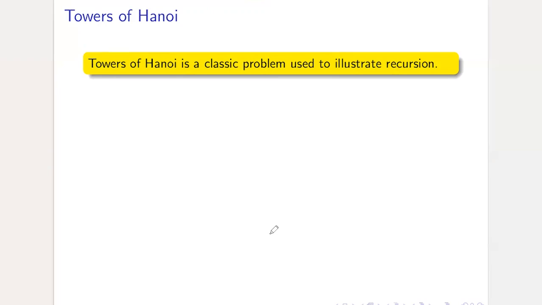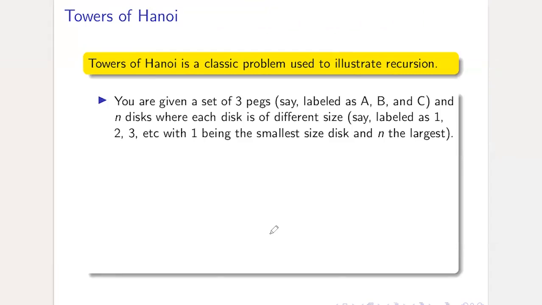Now let's look at another problem. Okay, so this is another classic problem which is quite often used to illustrate the usefulness of recursion, the usefulness of recursion to give very elegant solutions. So let me first explain the problem.